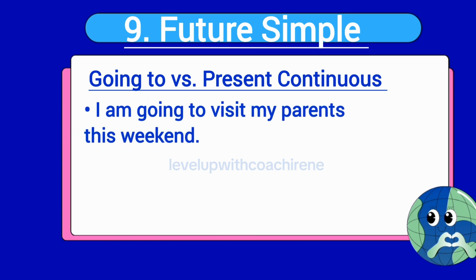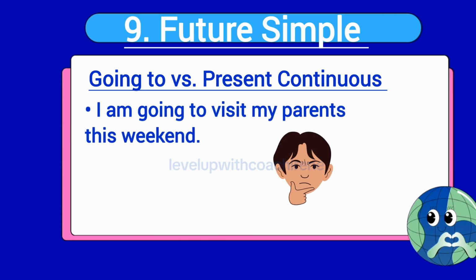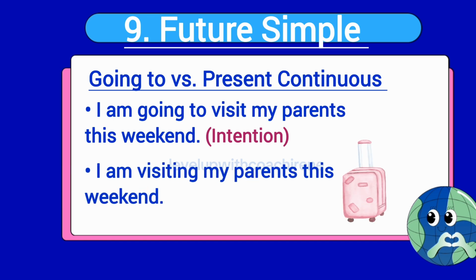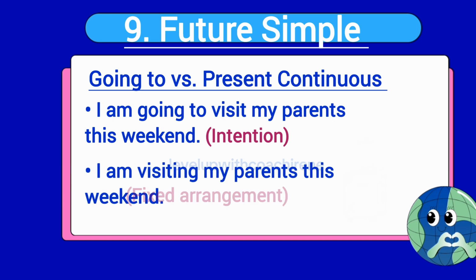Let's look at some examples. I am going to visit my parents this weekend. This sentence implies you have the intention to visit them, but it may not be a firmly scheduled plan yet. Let's look at the next sentence. I am visiting my parents this weekend. This implies a fixed arrangement, such as a set time or organized plan.